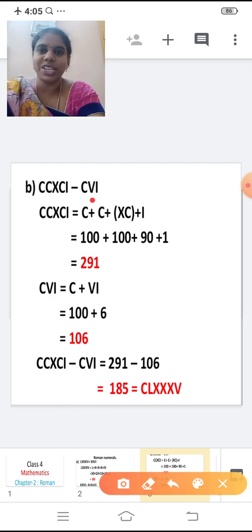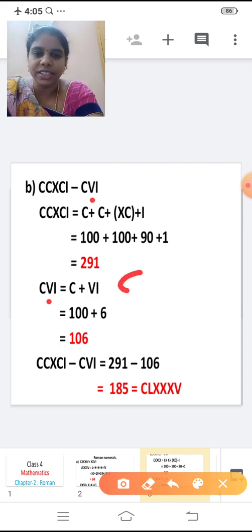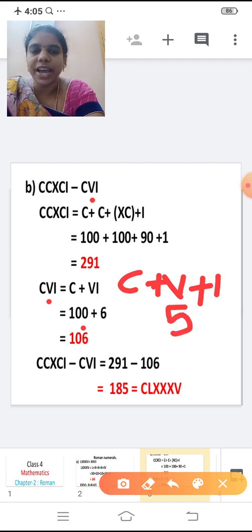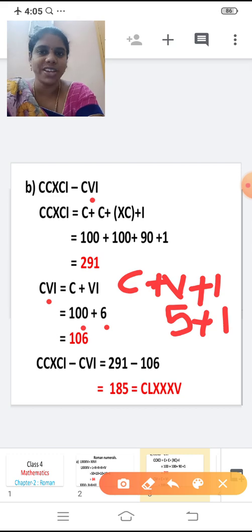Now this one, CVI, you are going to change into an Indo-Arabic number. C plus V plus I. You can write it like this also. What is the value of C? 100. What is the value of V? 5, plus I, 1. So 5 plus 1 is 6. I'm writing it directly: VI is 6. The value of VI is 6. So now add 100 plus 6. 106.